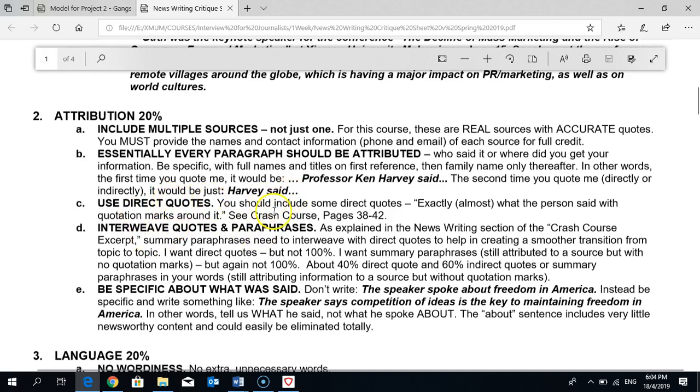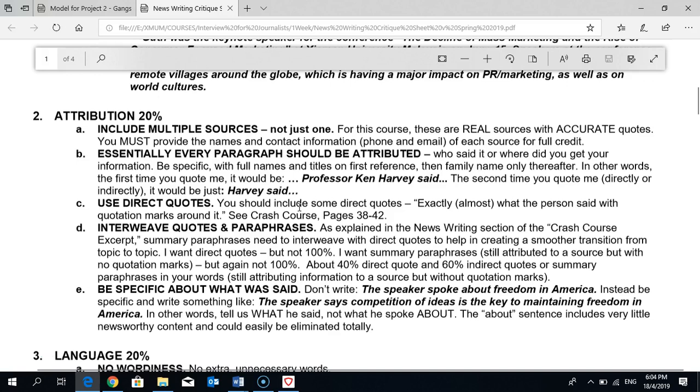Item 3 here is use direct quotes. A lot of them. I would say in my stories, typically it's about 40% direct quote. And I think that's good for this class, even if the other professors disagree. For this class, being an interview class, I think that's a good number for sure. So you're using actual direct quotes from the interviews that you do.